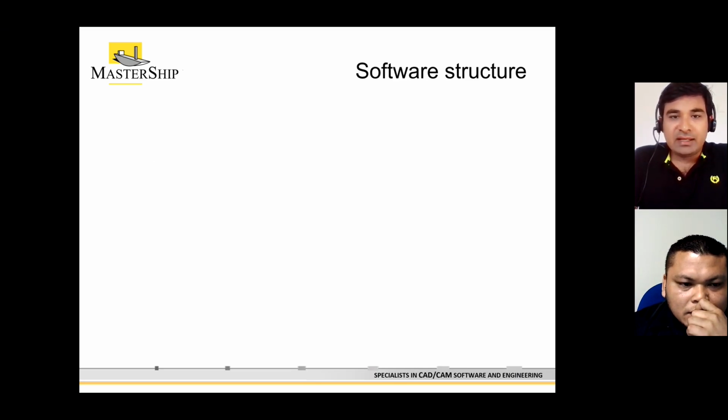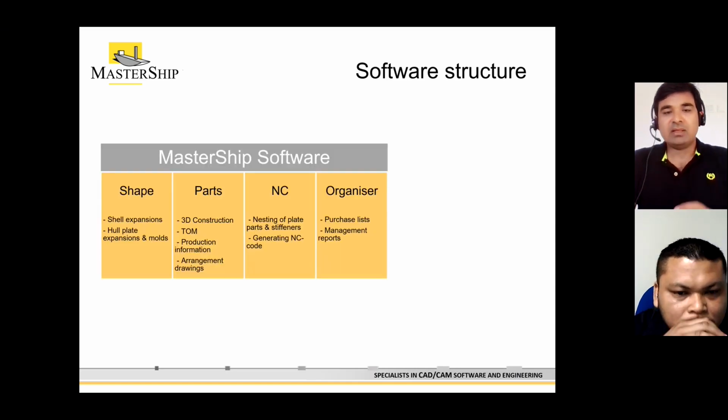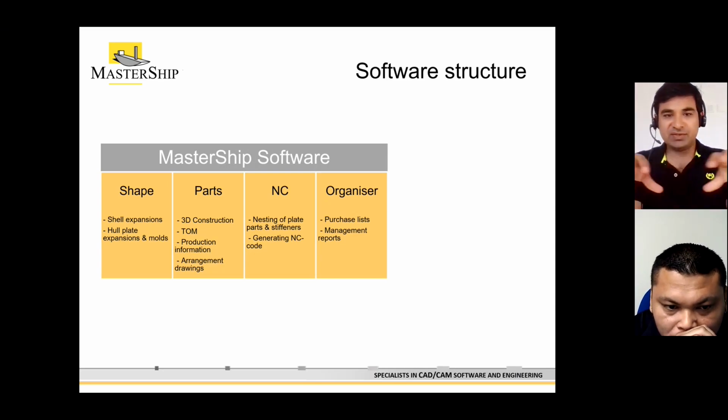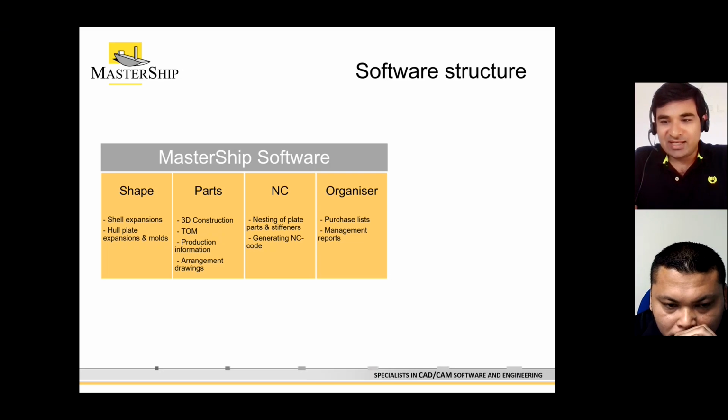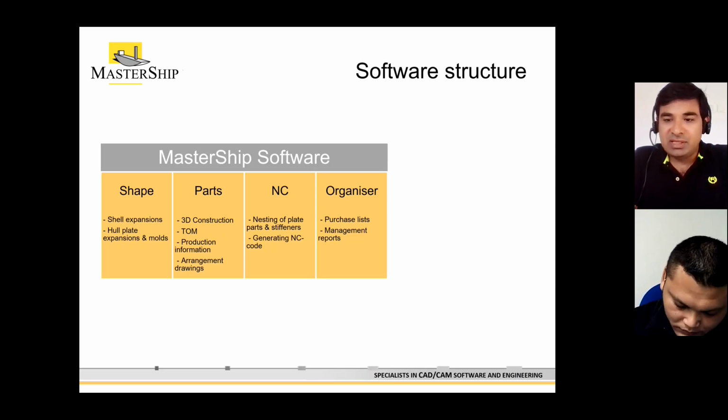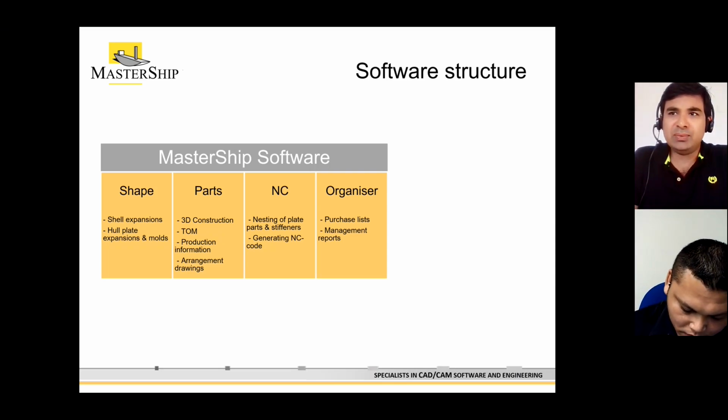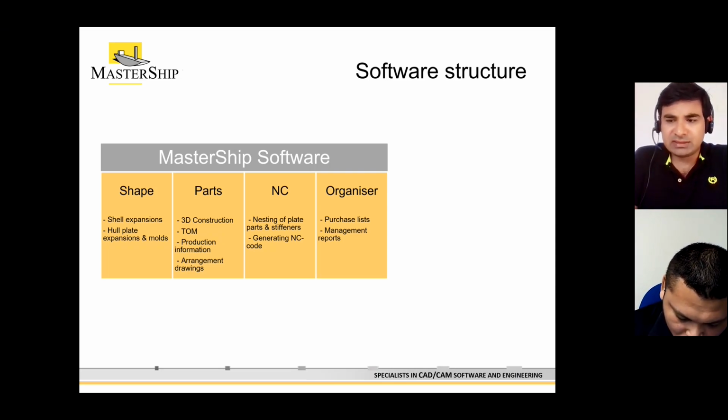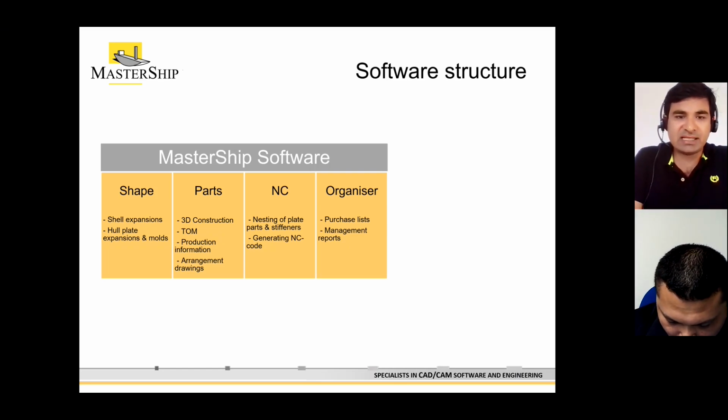All right, then I'm going to give you a bit of an overview of the Mastership software structure. As you can see, it is divided into four parts. I think you have had very extensive training on parts from Kais already. Organizer, you are probably aware of it. Shape and NC. So here we are discussing more about shape, and it's the nesting of plate parts and stiffeners, generating NC codes. And these days it's very common to start with someone else's parts. So we just get the parts and make the nesting on them.